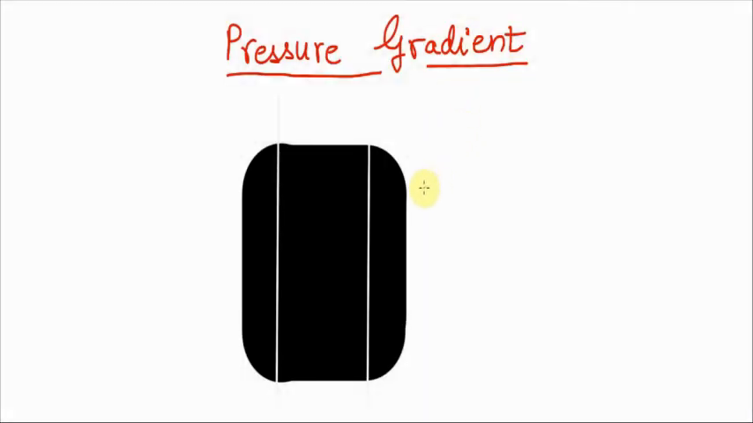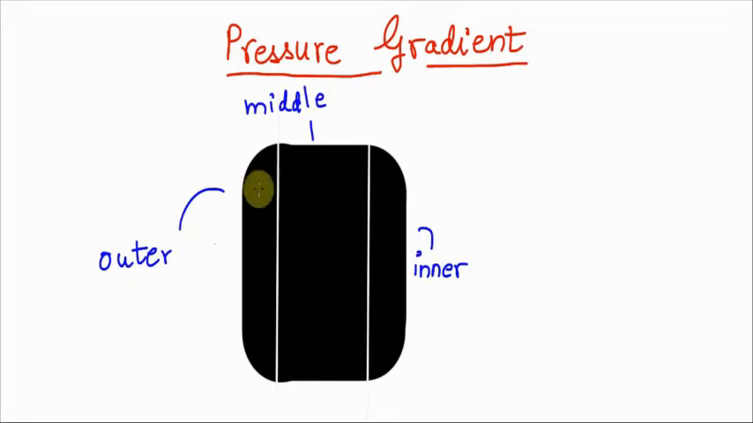When we talk about motorsports, the tires are basically divided into three parts: the outer part of the tire, the middle, and the inner part of the tire. So every individual tire is divided into these three parts, and the temperature of every part is measured.